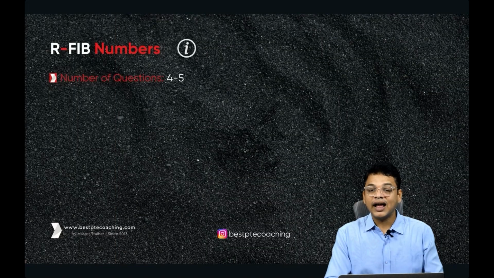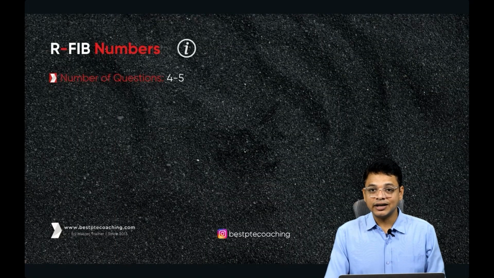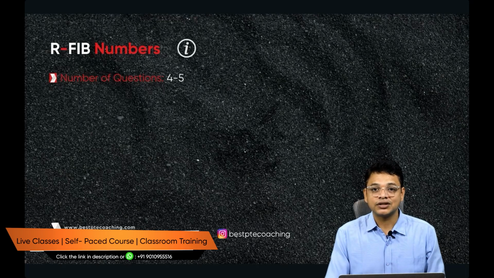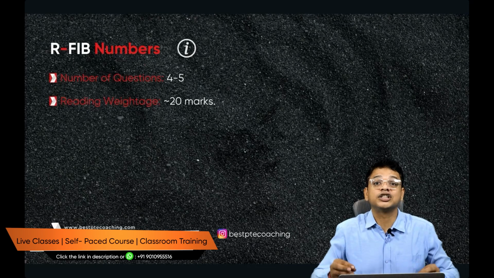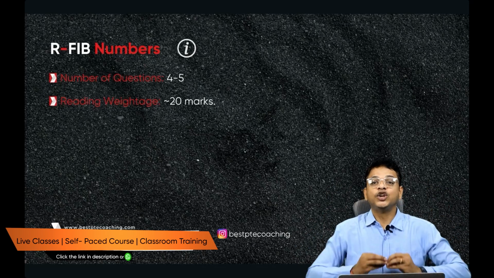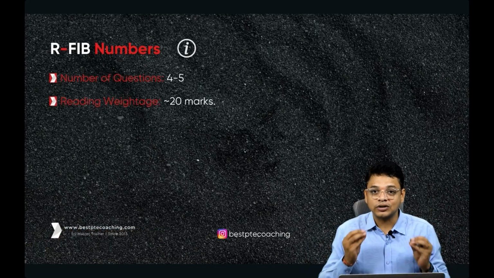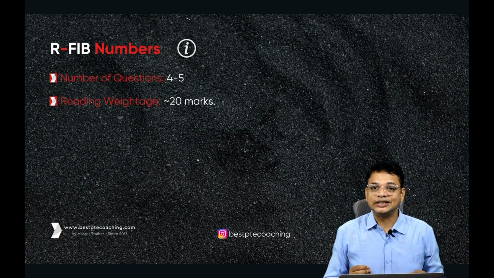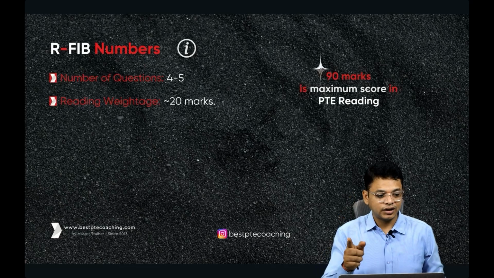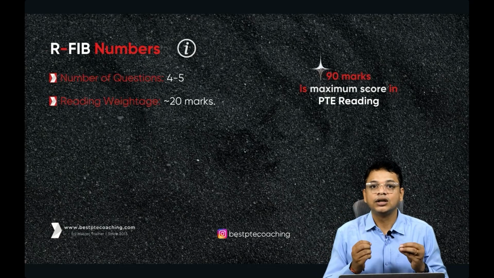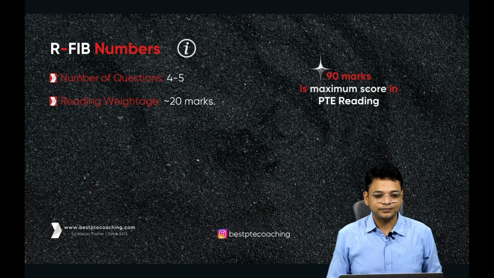So, reading fill in the blanks, how many questions do you get in the real test? You get 4 to 5 questions coming in the real test from reading fill in the blanks. And when you answer these 4 to 5 questions 100% perfectly, you get a score of approximately 20 marks. And what is the highest score anybody can achieve in reading? It's 90. So, to 90, this contributes 20 marks, which is very, very good.